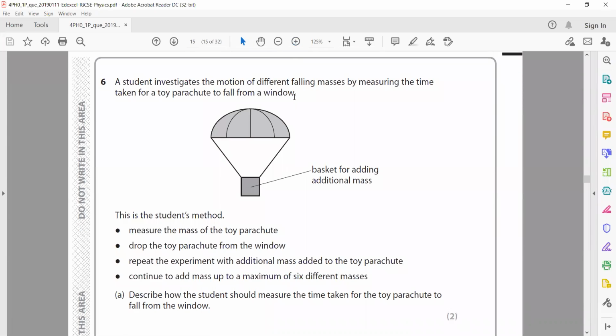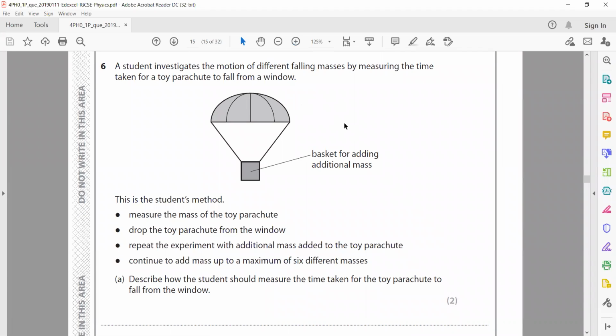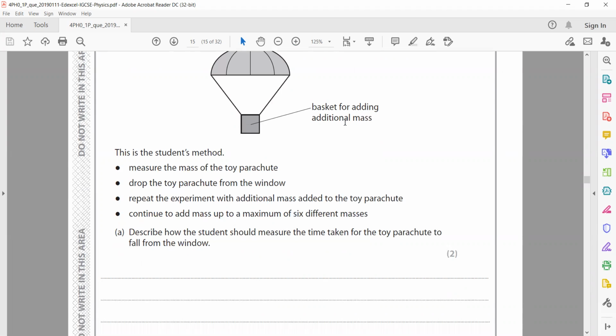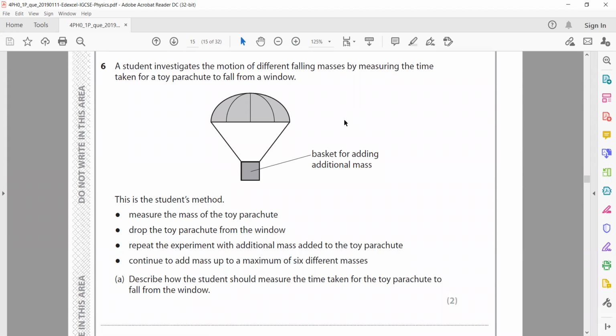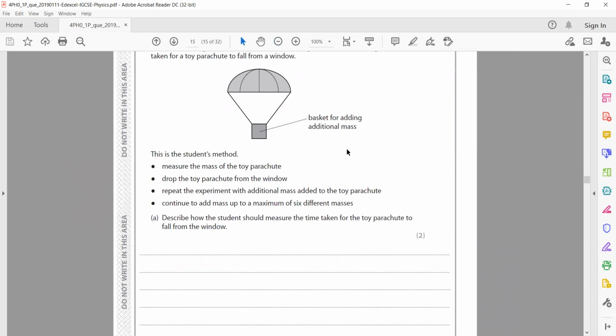A student investigates the motion of different falling masses by measuring the time taken for the toy parachute. This is the student's method. He measures the mass of a toy parachute, and then he drops the toy parachute from a window. Repeat the experiment with additional masses added to the toy. Continue to add mass up to a maximum of 6 different masses. Describe how the student should measure the time for a toy parachute to fall from the window. So he should start the timer when releasing the parachute.